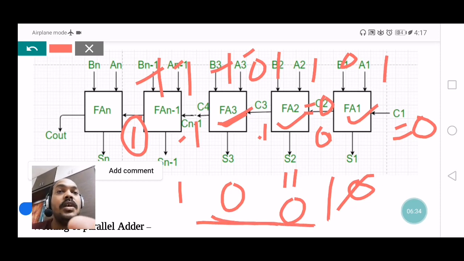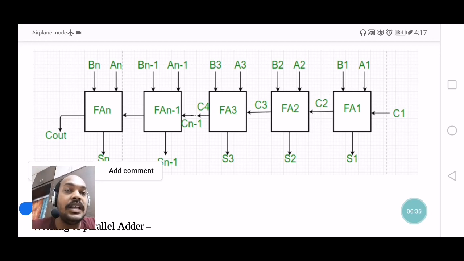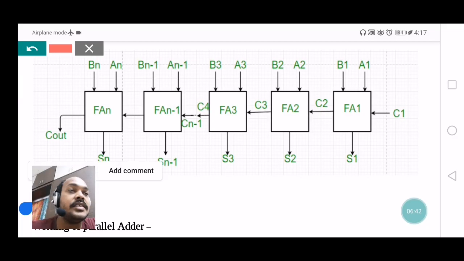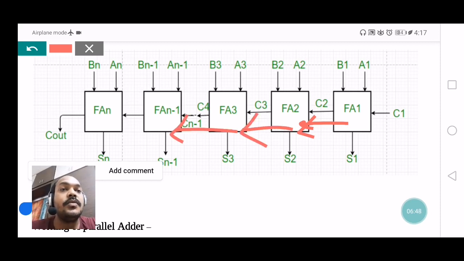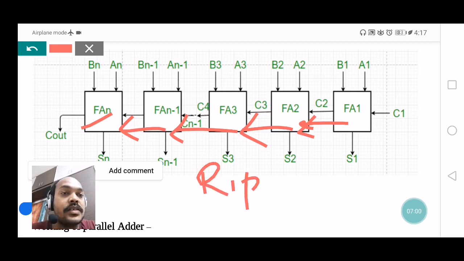Okay, so in this case you mainly observe two points. Point number 1, the carry is propagating from full adder 1 to full adder 2, full adder 2 to full adder 3, full adder 3 to full adder 4, and full adder 4 to full adder n, in this way. So the carry is propagated. That's why this 4-bit parallel adder is also called a ripple adder.